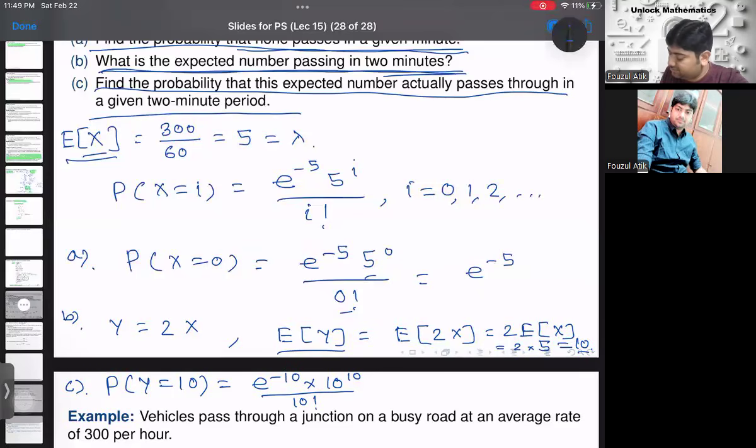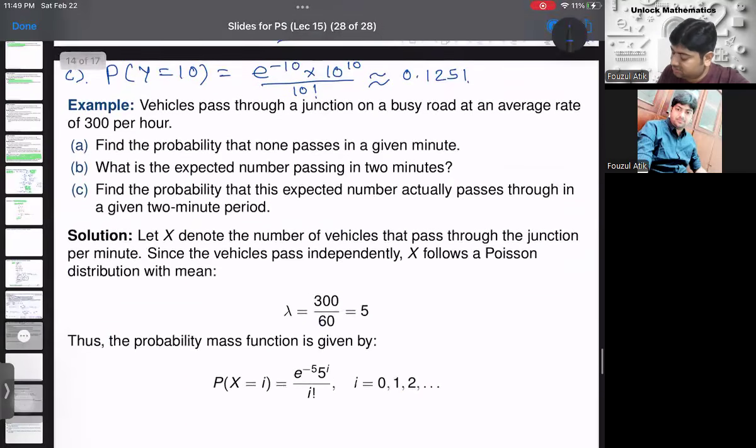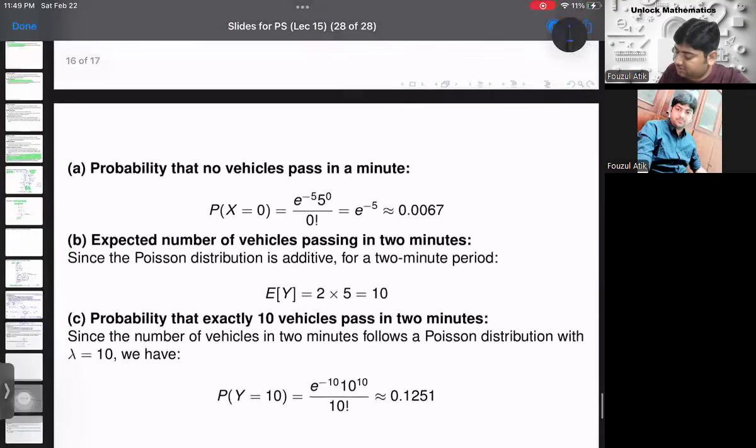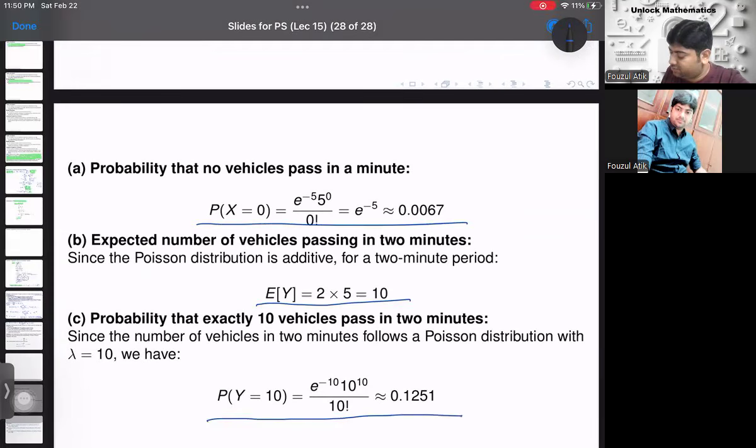Right? And if you just simplify it, take it to your calculator. If you do the calculation in a calculator, you will get 0.125. You will get this one, right? So this example, we also have solved it. Yes, see, E of X is equal to 1. That is the first answer. And the second part was like X equal to 0, first answer. Then the expected value of Y, which is 2 times X, is 10. And P of Y equal to 10 is this value. So we got the solution for this question, right?